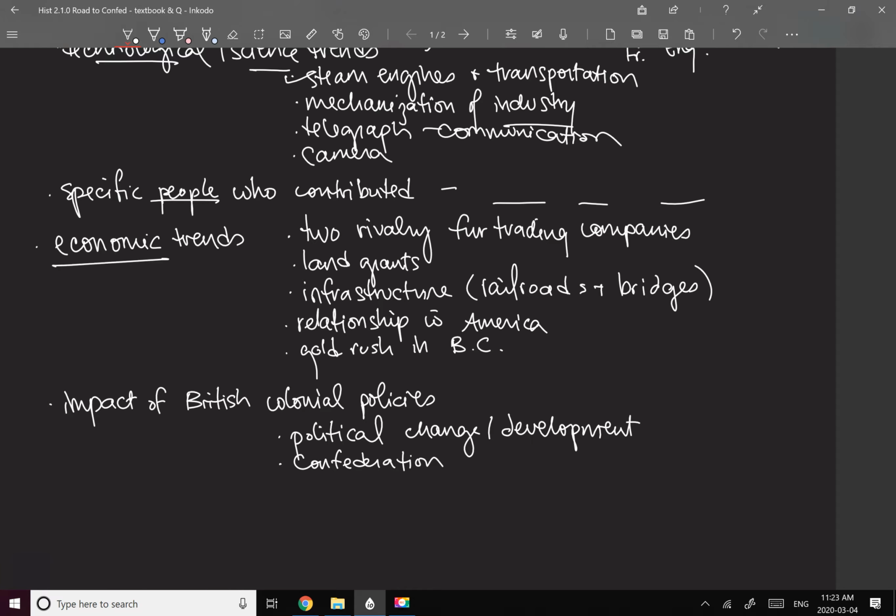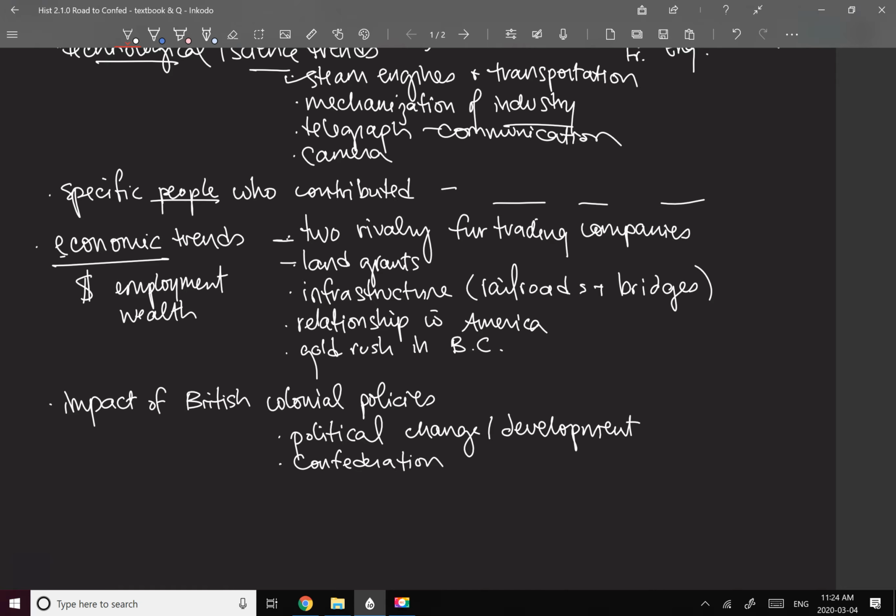Some specific economic trends, and economics or economy is related to employment, generation of wealth, what people have, that kind of stuff. So economic trends, we're going to have two rival fur trading companies that are still at work in the area across Canada. They'll have to come to a head and see who will win out in that battle. We have some land grants that are given out to some wealthy people because of their position or as recognition of their contribution to the war that helped Britain gain this territory. Grants of land given out, and again, which also leads to the displacement of people that are inhabiting those areas.